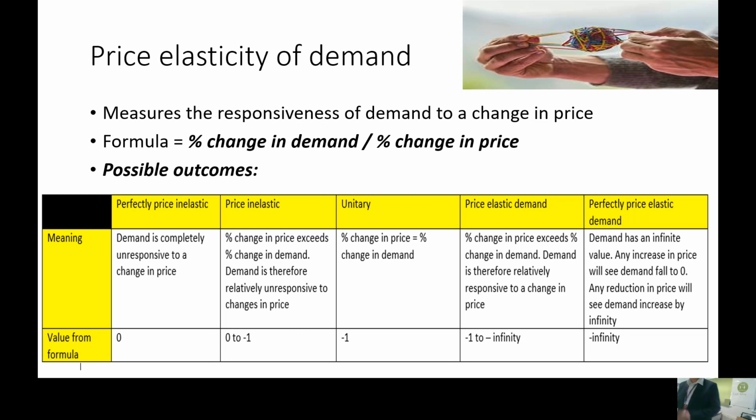Now, everyone, what I would say is the middle three are the most likely scenarios: price inelastic demand, unitary demand, and price elastic demand.